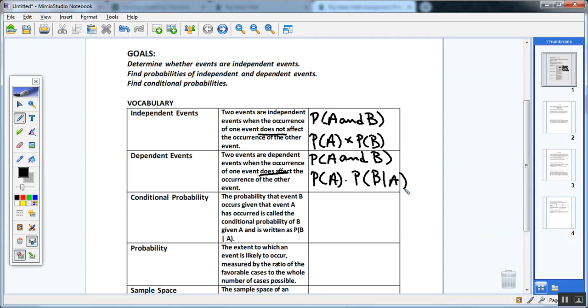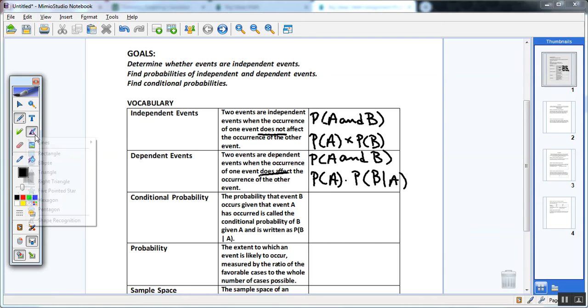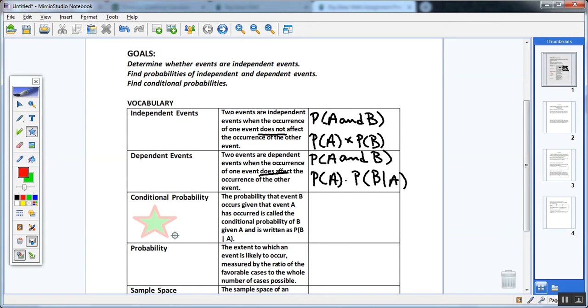Next term up there. What's next term? Conditional. This is going to be really important today to talk about. Conditional probability. Conditional probability is a lot like dependent events. It says the probability that event B occurs given that event A has occurred is called the conditional probability.